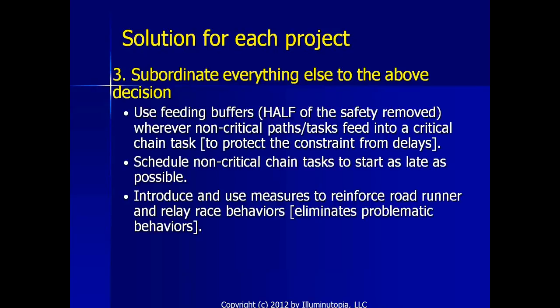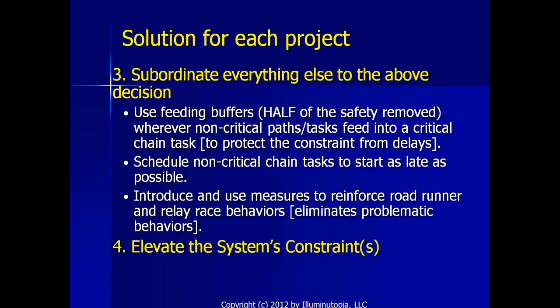Subordinate everything else to the above decision. We're going to use feeding buffers, which are half the safety time removed, wherever non-critical chain paths or tasks feed into a critical chain task to protect the constraint from delays, and schedule non-critical chain tasks to start as late as possible. So we have enough safety to start them. We don't need to spread our resources all over the place. And introduce and use behaviors to reinforce roadrunner and relay race behaviors, eliminate problematic behaviors.